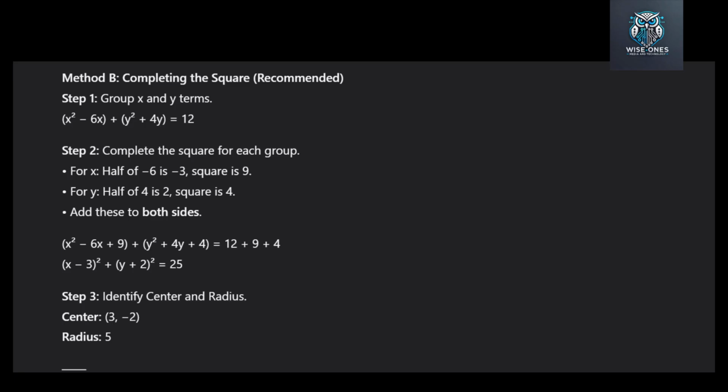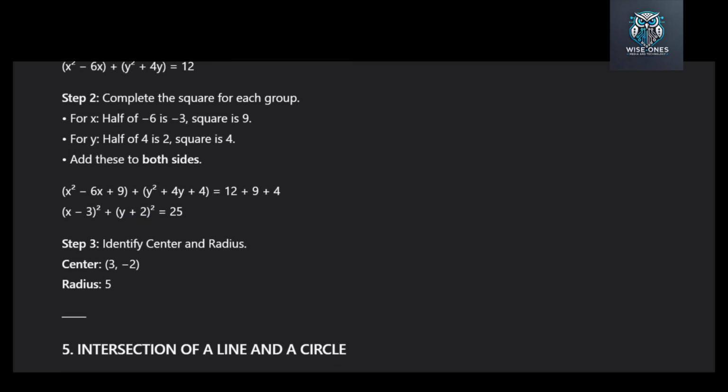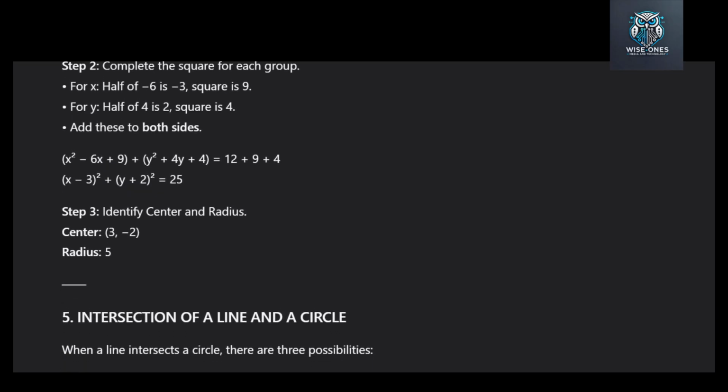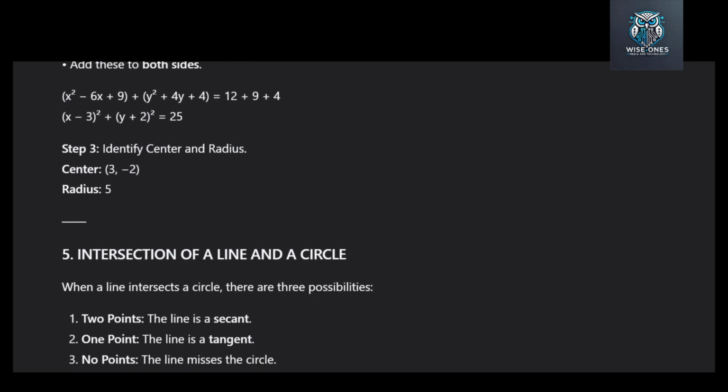Step 4. Identify center and radius. Now it is in standard form. Center is open bracket 3, comma negative 2 close bracket. Radius is square root of 25, which is 5. Both methods give the same answer. Completing the square is very useful.